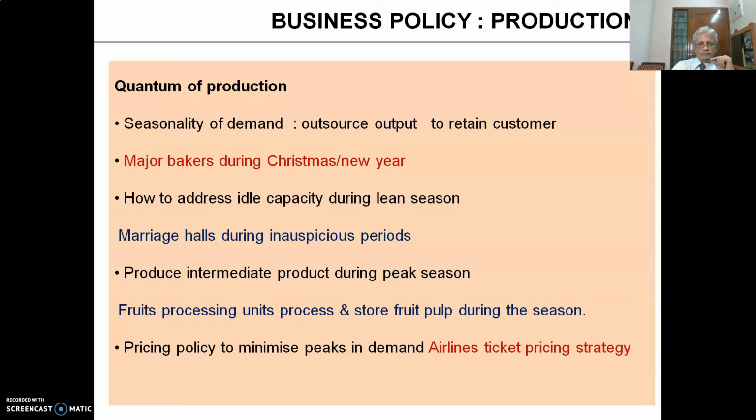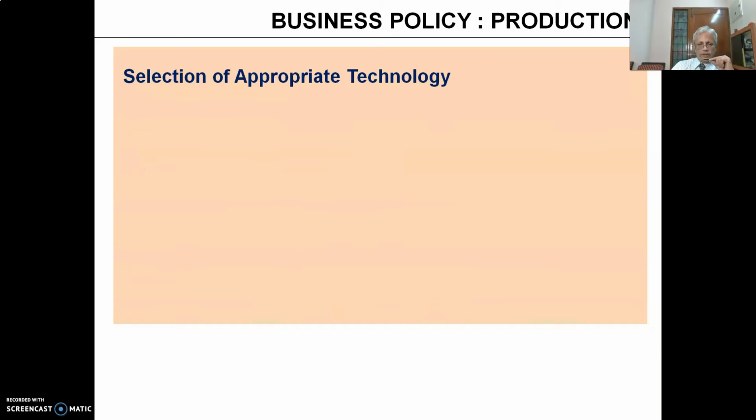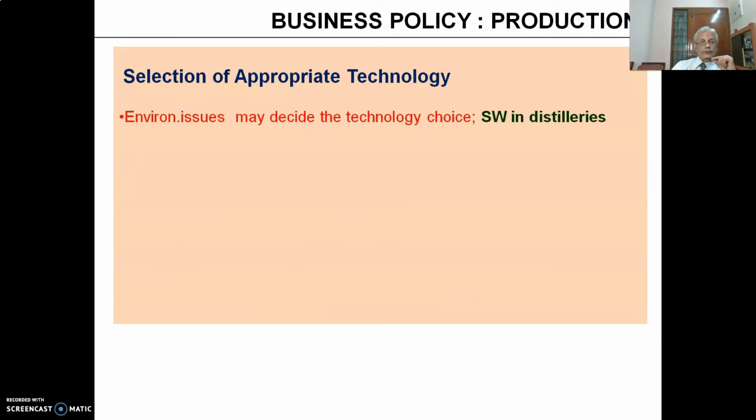Suppose you book today, then it will be costlier. Appropriate technology: environmental issues may decide the technology choice. For example, if you take a distillery, the spent wash utilization or disposal is a major issue. Actually, the technology only decides, because we have a basket of technologies starting from composting, then biodigester, and today it's all suggested to go for incineration of spent wash as a very environmentally appropriate method.